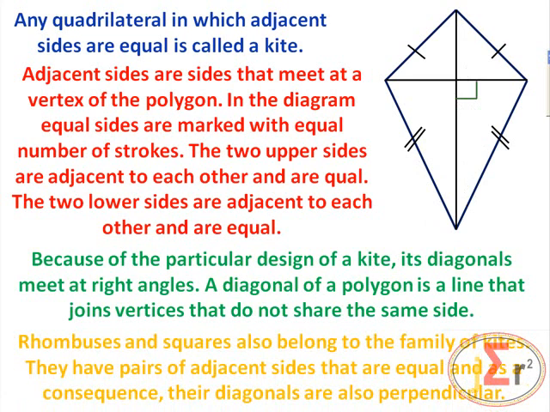Rhombuses and squares are also kites. Rhombuses and squares also belong to the family of kites. They have pairs of adjacent sides that are equal, and as a consequence, their diagonals are also perpendicular. So in a kite, adjacent sides are equal. So if all sides of a quadrilateral are equal, then it is a kite, because if all sides are equal, it means that adjacent sides must be equal. So squares and rhombuses are also kites.